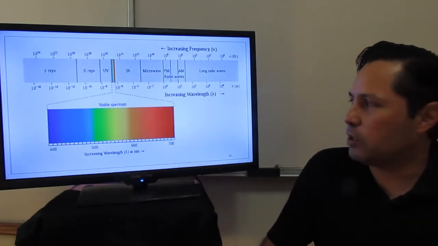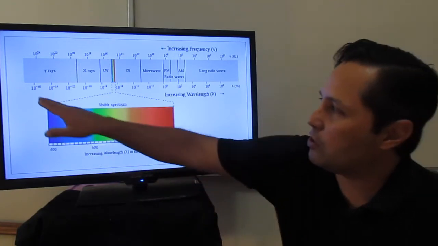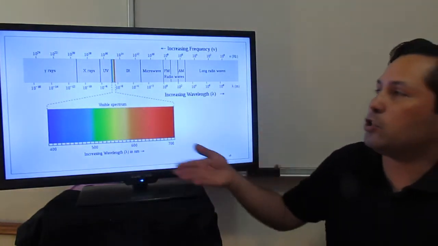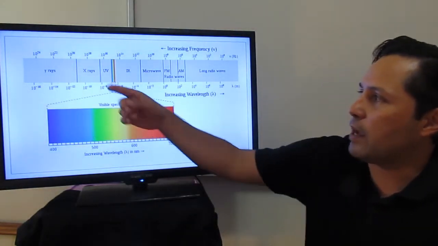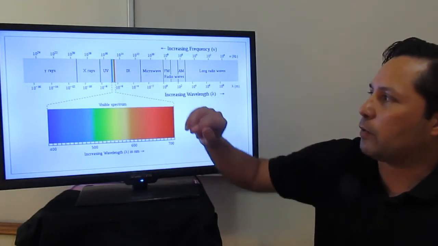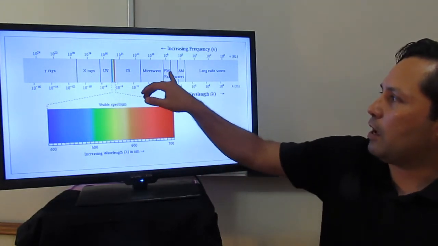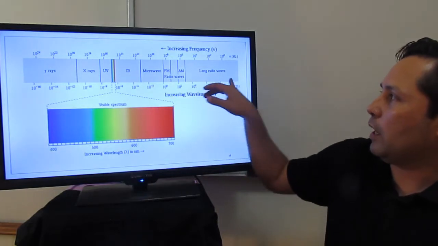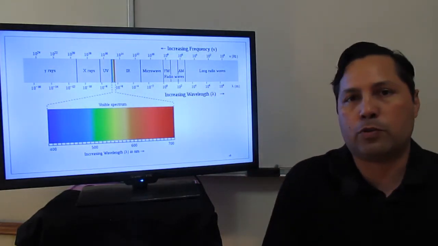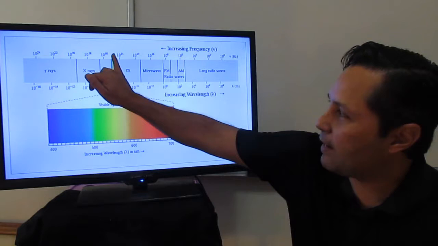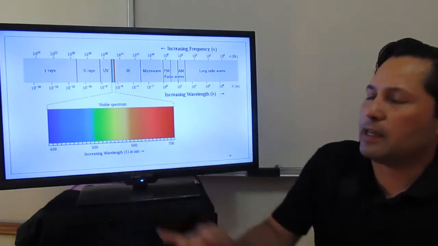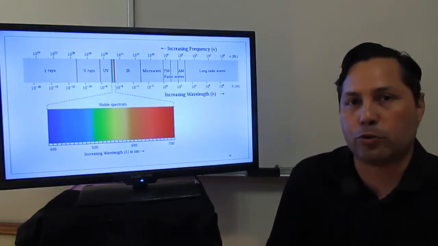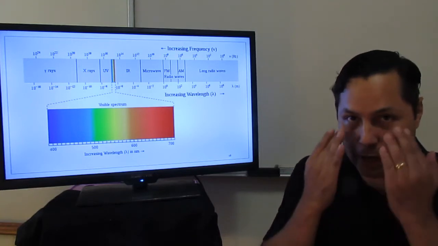In this diagram, which is a little bit bigger here, you can see all types of electromagnetic radiation, which includes gamma rays, X-rays, UV light, infrared, microwaves, AM, FM radio waves, and long radio waves, long range radio. This tiny band right there, that's referred to as the visible spectrum. That's visible light, light that your eyes could see.